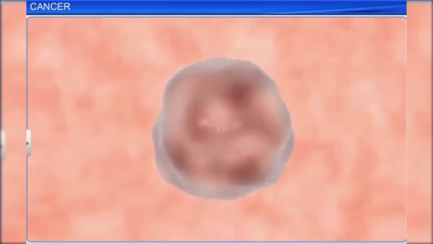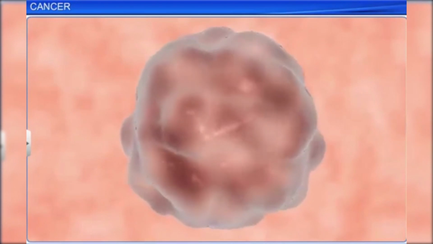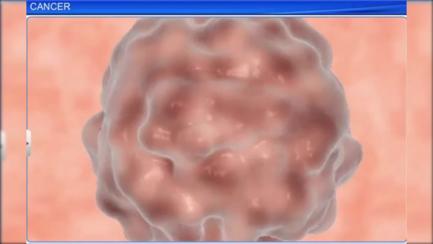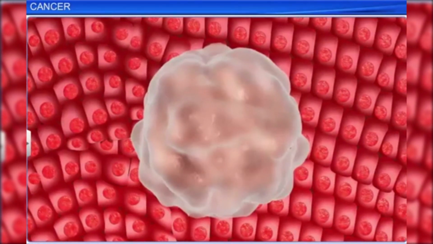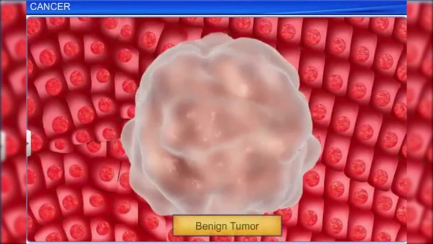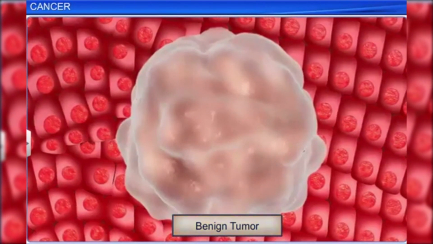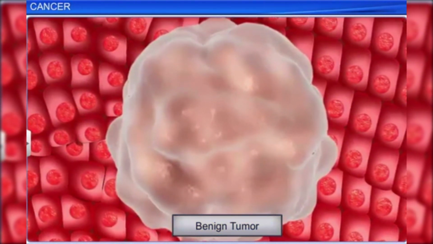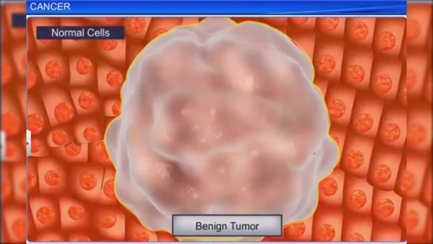As a result, cancerous cells divide to form abnormal masses of cells called tumors. Tumors are either benign or malignant. Benign tumors cause little damage as they remain confined to their original location and do not spread to other parts of the body.